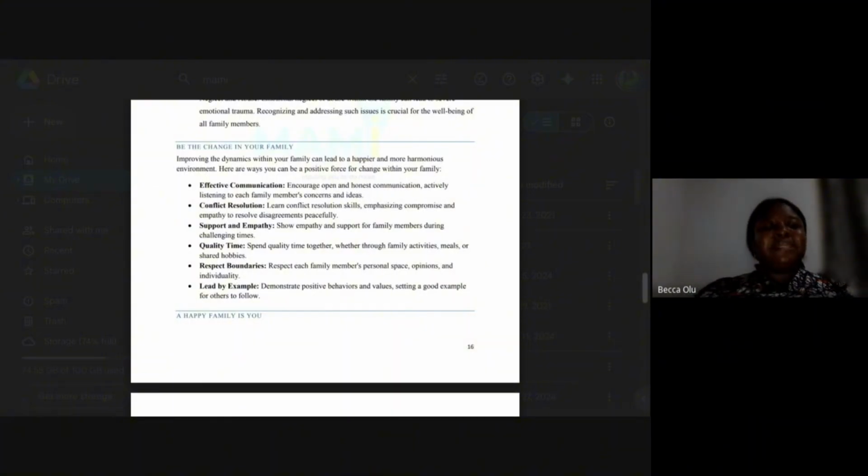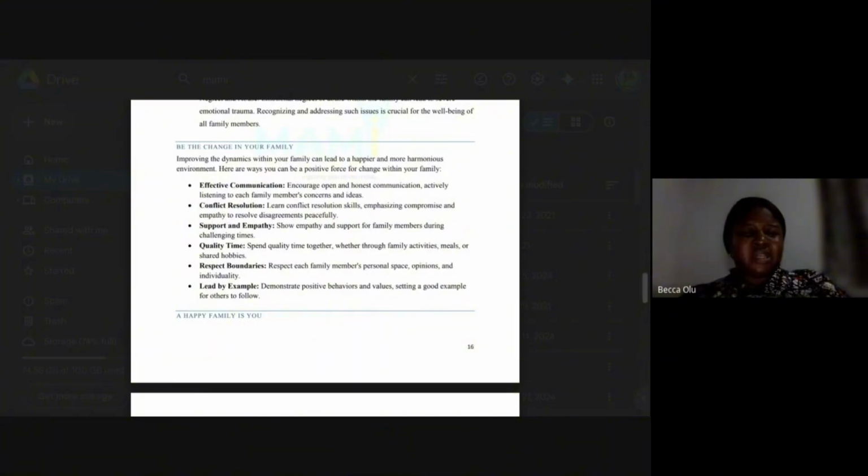Lead by example. Demonstrate positive behaviors and values, setting a good example for others to follow. By the time you begin to do all of these things, by the time you begin to show that you want to change your family, you want to be the change in your family, you will see that others will fall in line.